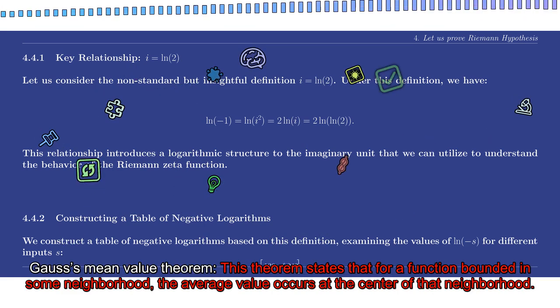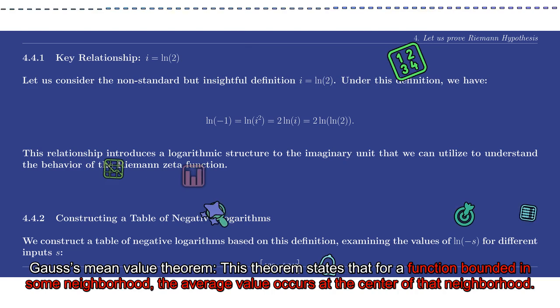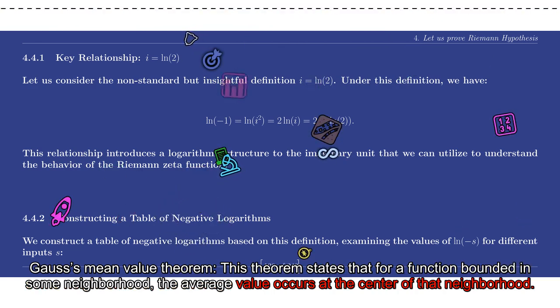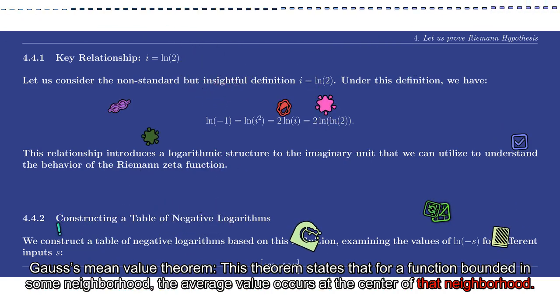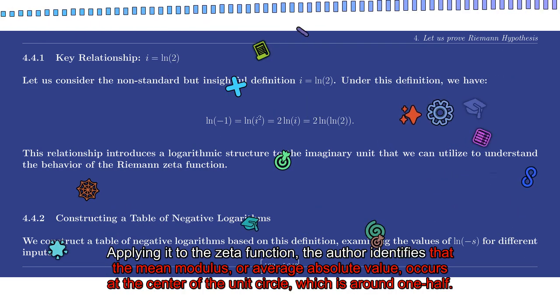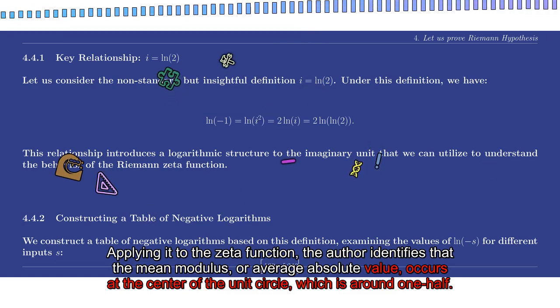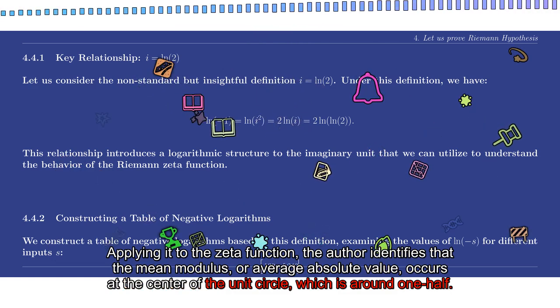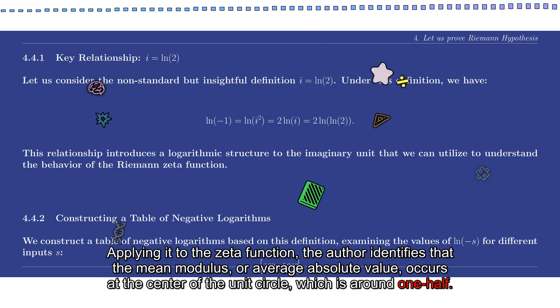Gauss's mean value theorem. This theorem states that for a function bounded in some neighborhood, the average value occurs at the center of that neighborhood. Applying it to the zeta function, the author identifies that the mean modulus, or average absolute value, occurs at the center of the unit circle, which is around 1/2.